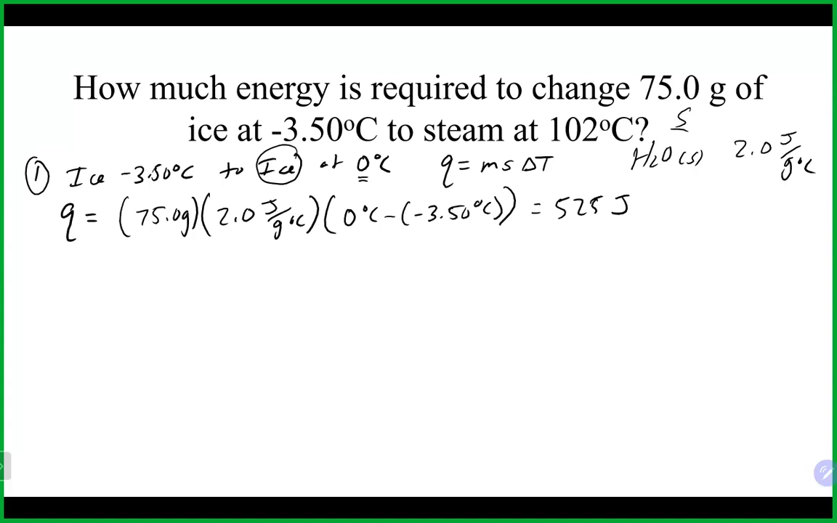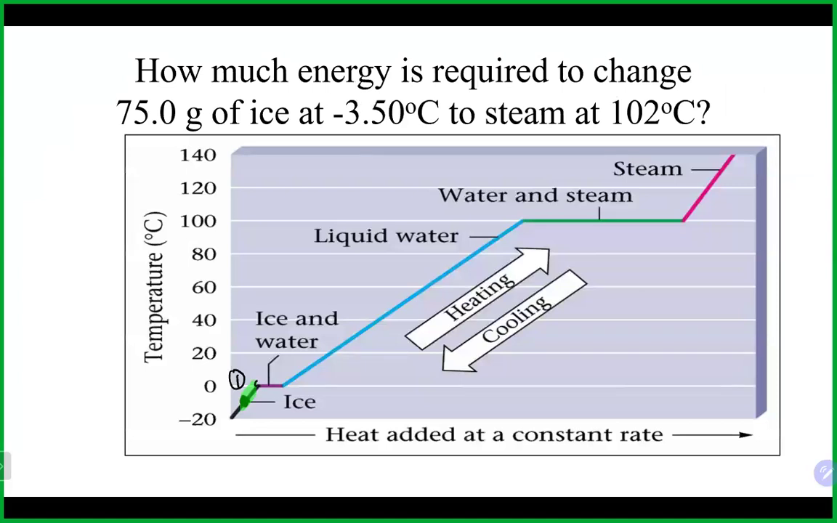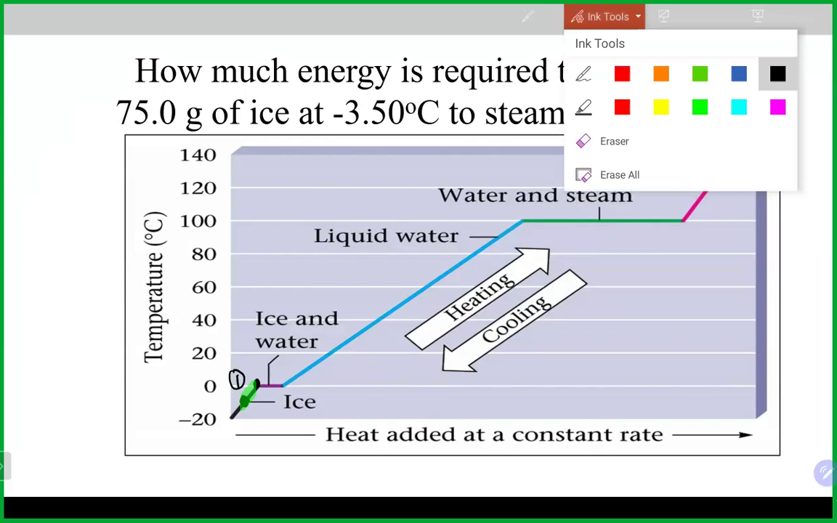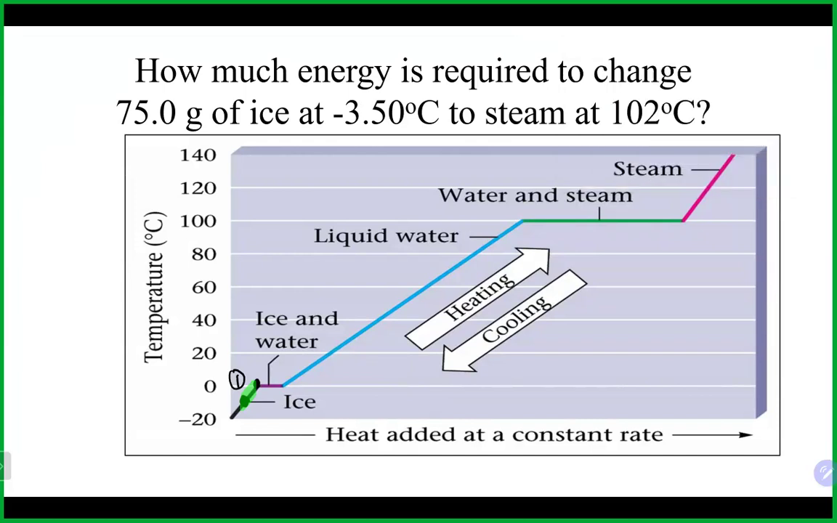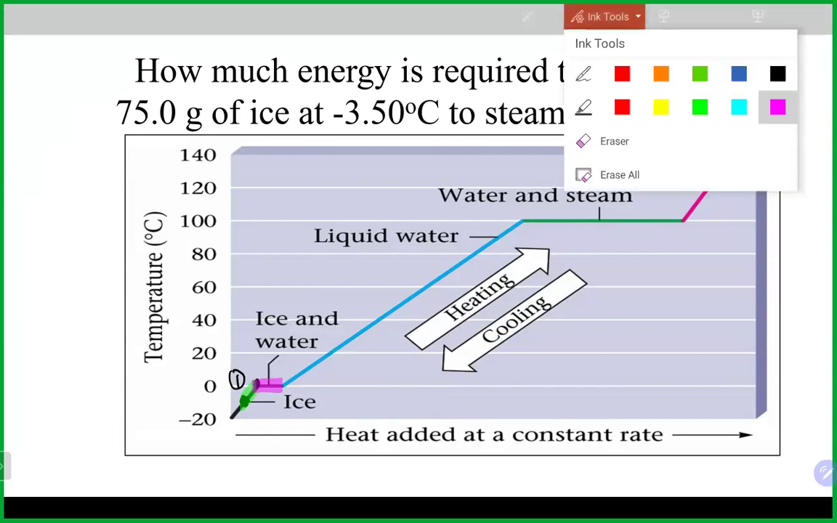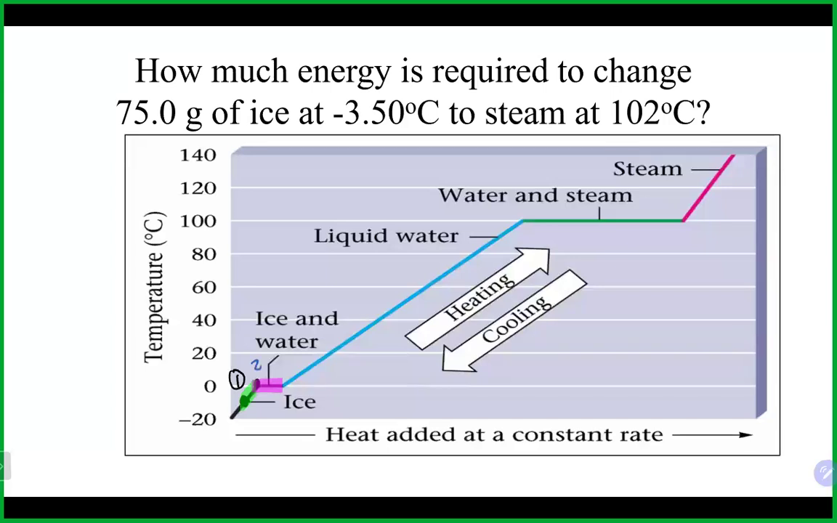We also ended up with a positive value for Q, which makes sense, right? Because we are heating this up, so it's an endothermic process, so our energy should be positive in this case. Now, we are sitting right here at our 0 degrees Celsius. The next thing that's going to occur is the transition from 0 degrees Celsius ice to 0 degrees Celsius liquid water. That would be this plateau line right here, our next step, which we'll call step number 2.